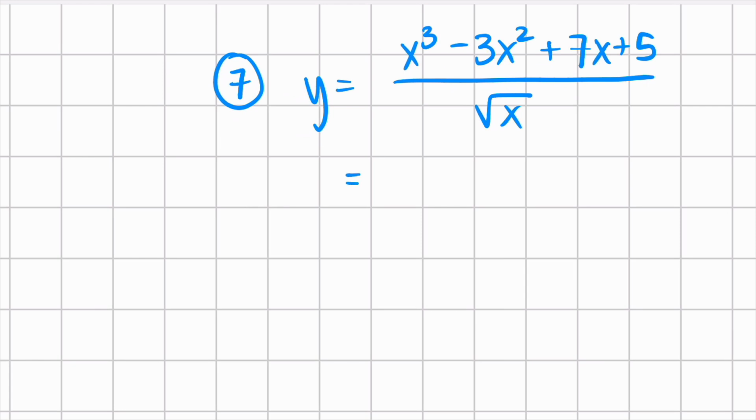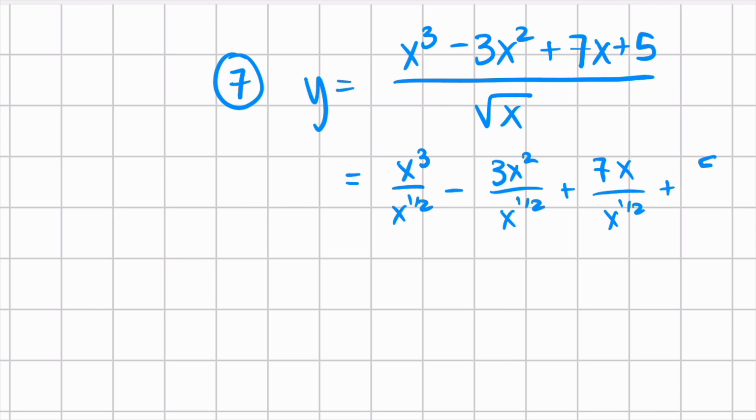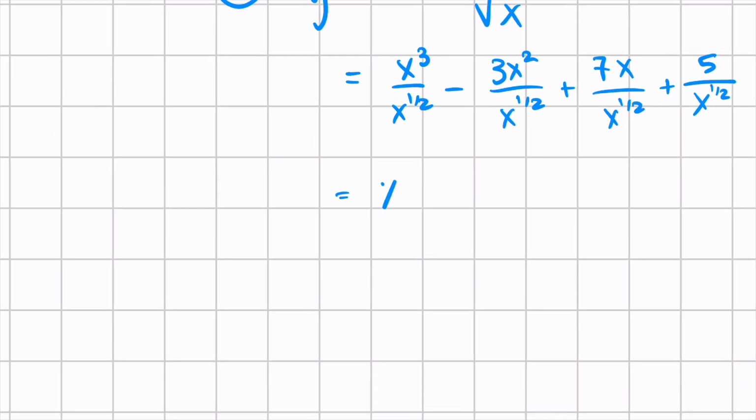So first thing I'm going to do is take each term in the numerator and divide it by the square root of x. So this is going to be x cubed over x to the 1/2 minus 3x squared over x to the 1/2 plus 7x over x to the 1/2 plus 5 over x to the 1/2. And then we're going to simplify each term separately. So I get x to the 5/2 minus 3x to the 3/2 plus 7x to the 1/2 plus 5x to the negative 1/2.